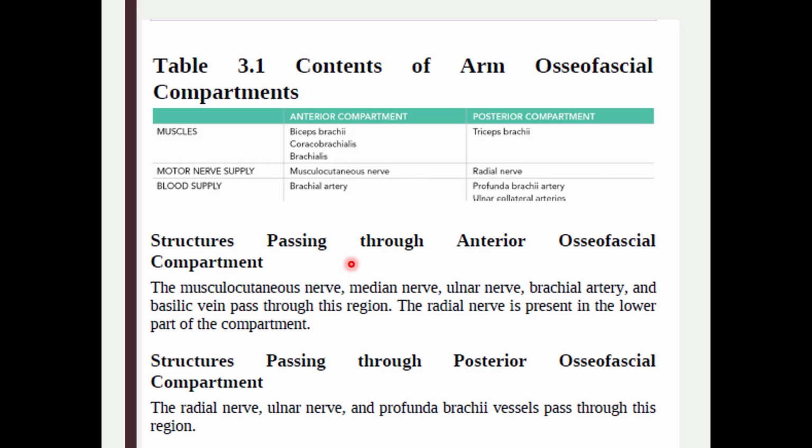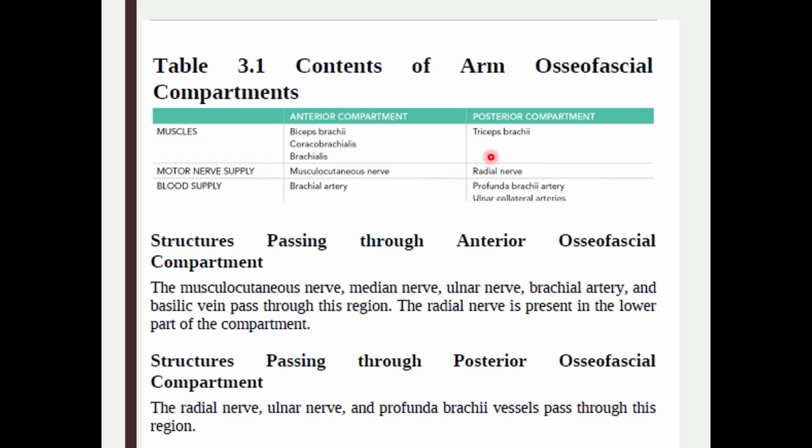Now, what are the structures which pass through the anterior osteofascial compartment? The musculocutaneous nerve, which is the nerve of the anterior compartment of the arm, the median nerve, the ulnar nerve, the brachial artery and the basilic vein pass through the anterior compartment, and the radial nerve is present in the lower part of the anterior compartment. I will tell you what structures are present in the posterior compartment, but for the detailed posterior compartment you can see another video. This is the muscle which is present in the posterior compartment, which is triceps brachii. This is the only muscle present in the posterior compartment of the arm.